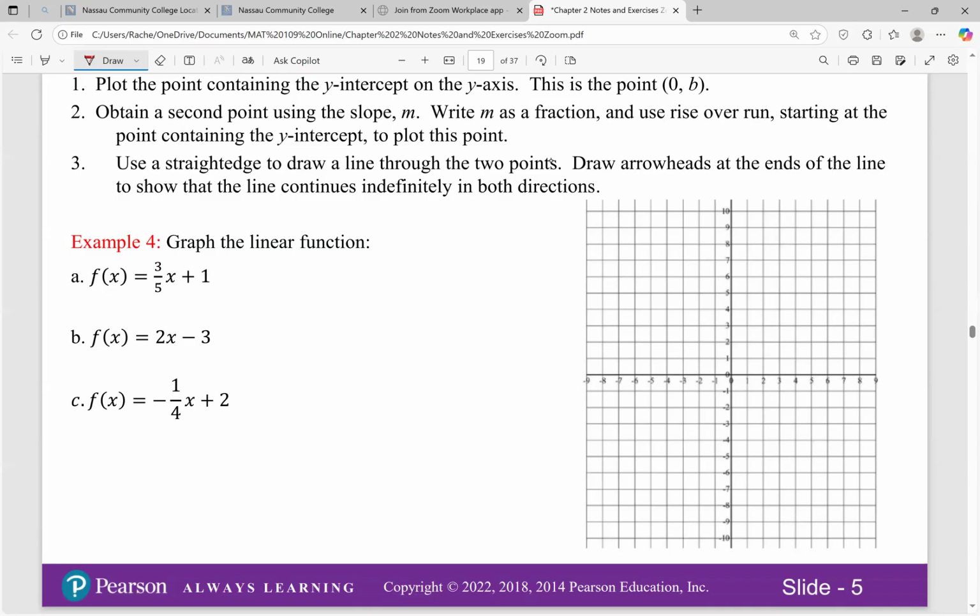So look, example 4. Graph the linear function. So let's look at A. So y equals 3/5 x plus 1. So my slope is 3/5 and my y-intercept is 1. So that's the point (0, 1). So start with the point (0, 1), which is right here on the y-axis, right? There's (0, 1). I'll make this a little bit bigger.